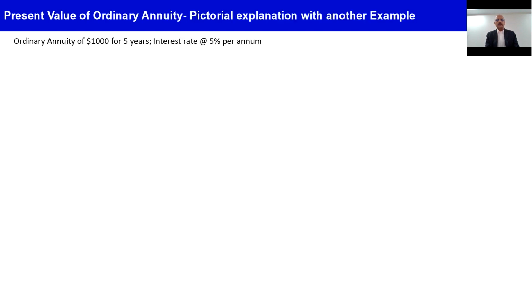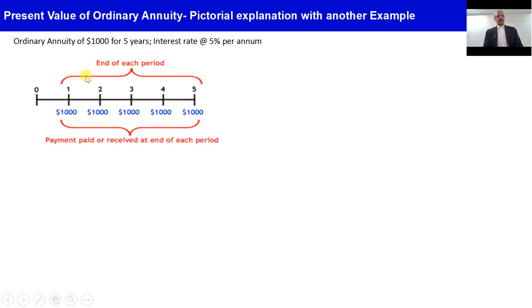Now let's understand this pictorially. For this, I have taken the annuity amount the same, $1,000 for 5 years, but the interest rate I have reduced to 5% instead of 10% per annum. So here it is the ordinary annuity. You get $1,000 at the end of every year for the next 5 years.